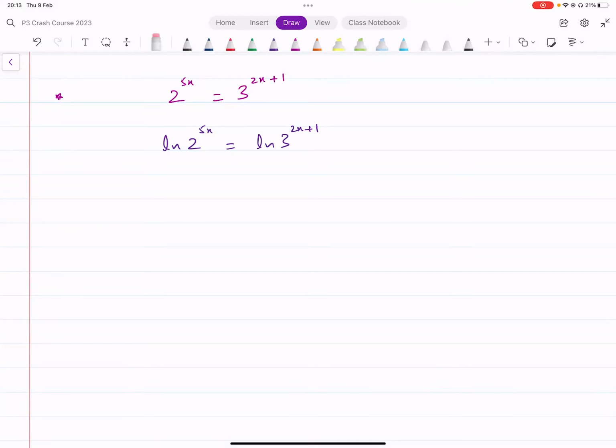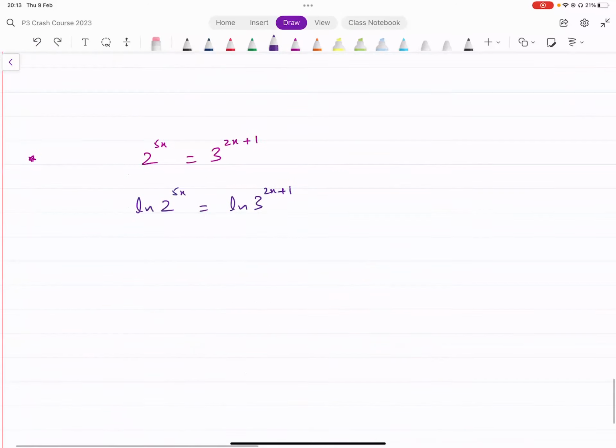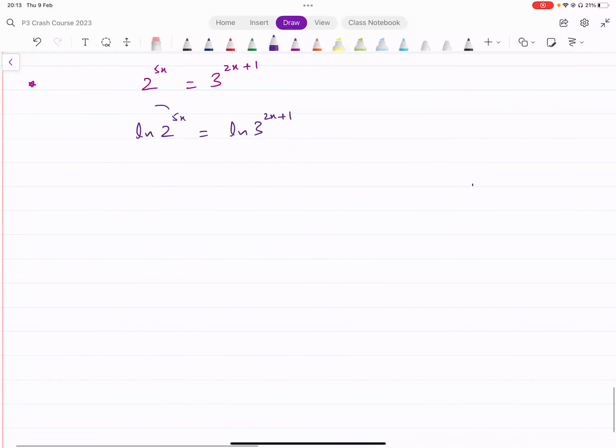Now, when you take log directly in this case, what happens? This power is going to come down on the left side, 5x. And that is going to give you 5x times ln of 2 on the left side. On the right side, 2x plus 1 is the power. This comes down here and gets multiplied with ln of 3. Now, be sure to use brackets here, because 2x plus 1, this whole thing is being multiplied with ln of 3. All right. And now you can solve this equation.